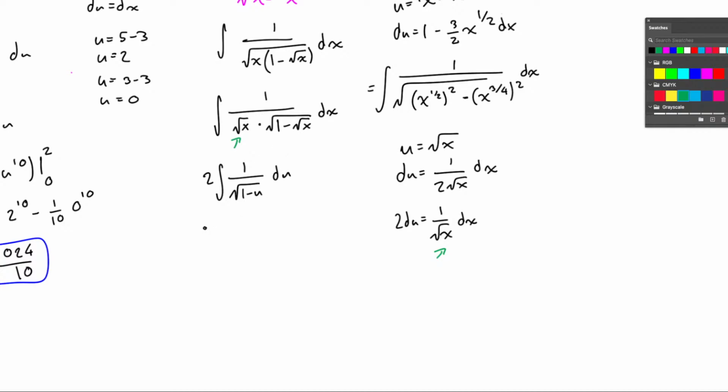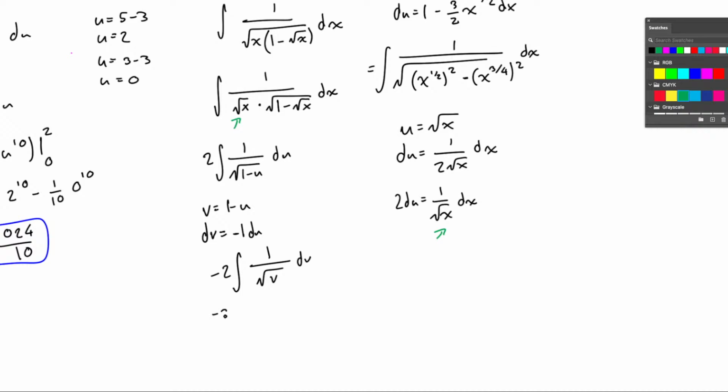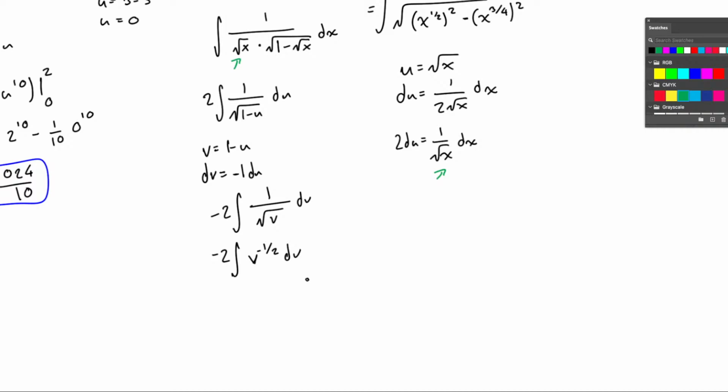Now, we'll just call it v. V equals 1 minus u. That means dv equals negative 1 du. That means we get negative 2 square root of v dv. That becomes negative 2 times v to the negative 1/2 dv. Now, how do I take the integral of this?